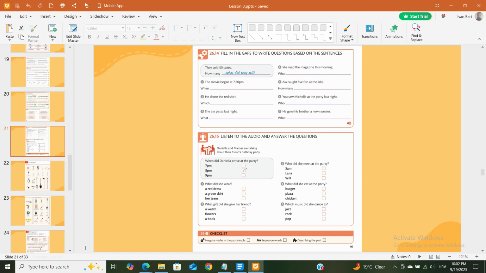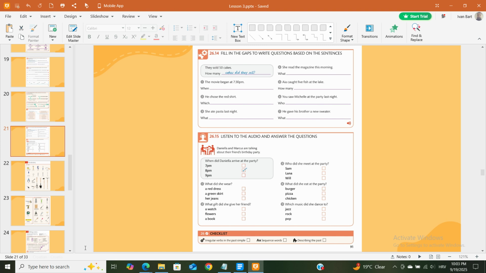26.15 Listen to the audio and answer the questions. Daniela and Marcus are talking about their friend's birthday party. When did Daniela arrive at the party? 7 p.m., 8 p.m., 9 p.m. Who did she meet at the party? Sam, Lana, Will. What did she wear? A red dress, a green skirt, her jeans. What gift did she give her friend? A watch, flowers, a book. What did she eat at the party? Burger, pizza, chicken.